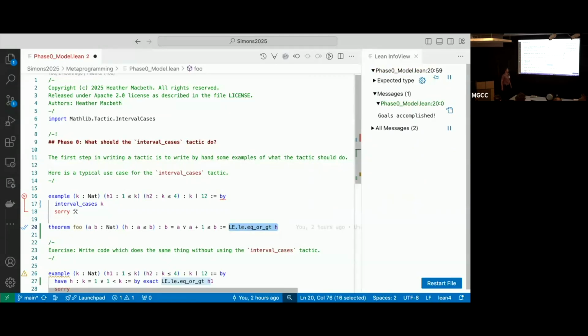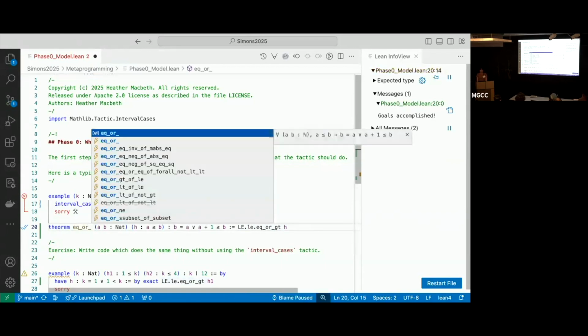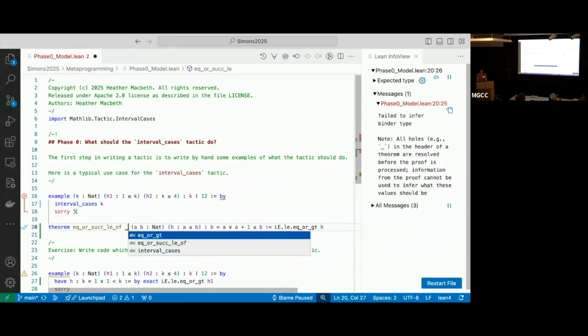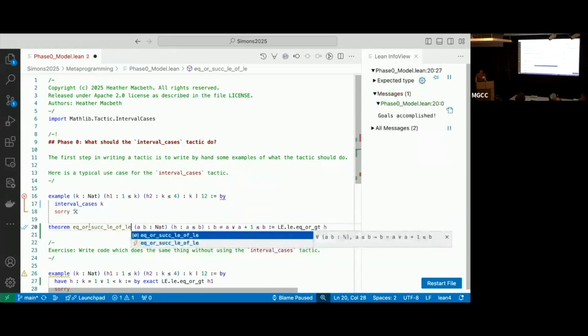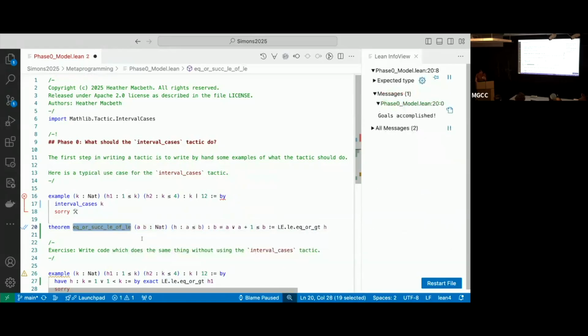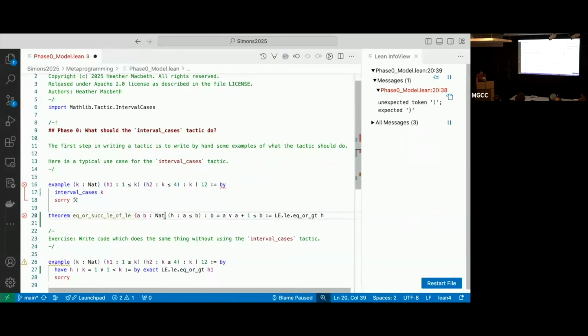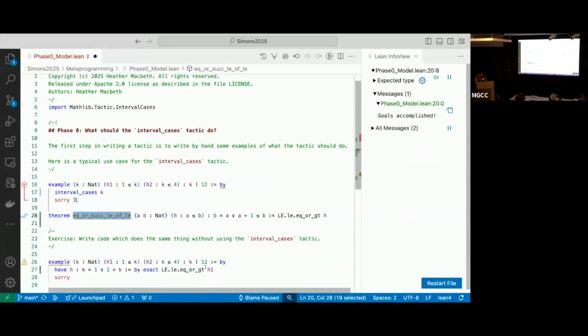Anyway, I'm just going to take this slight adjustment of this lemma to our circumstances, which really makes explicit the plus 1. Maybe I'll call it something better than foo. Let's see, eq_or_succ_le_of_le maybe is a good Lean style name. And I will make these arguments implicit. We haven't had the implicit versus explicit discussion yet, but ask me later.